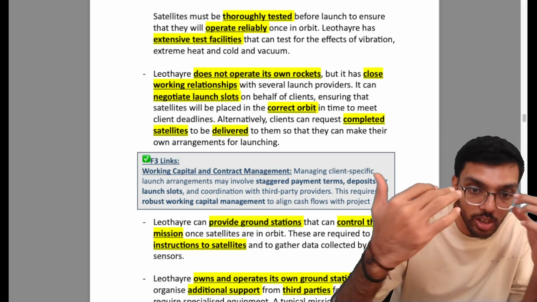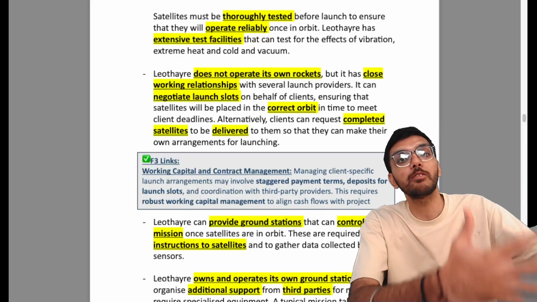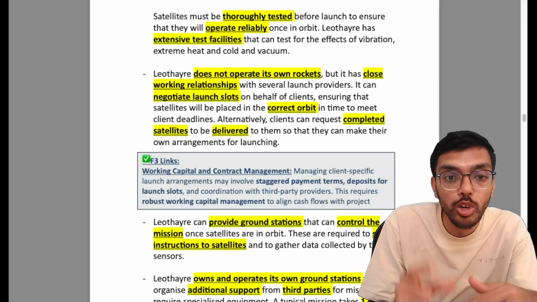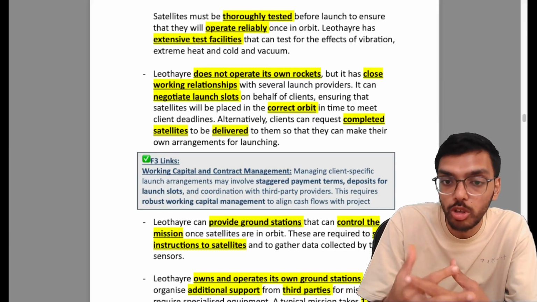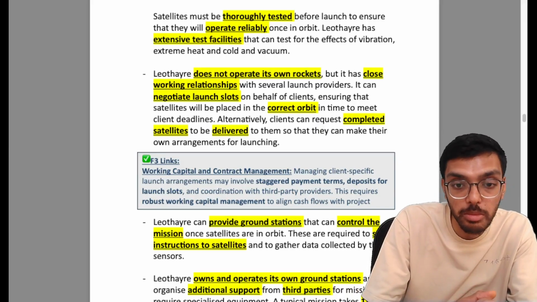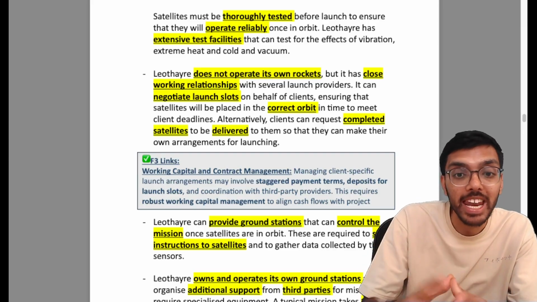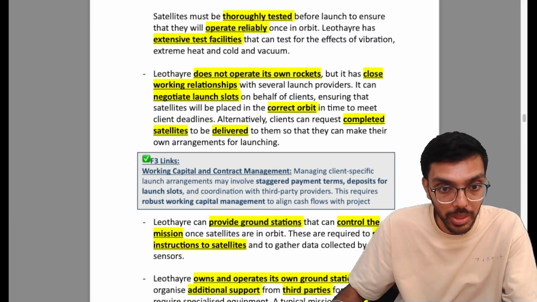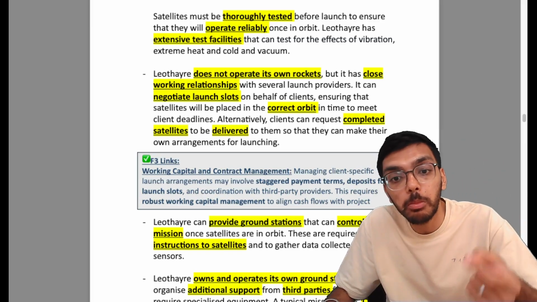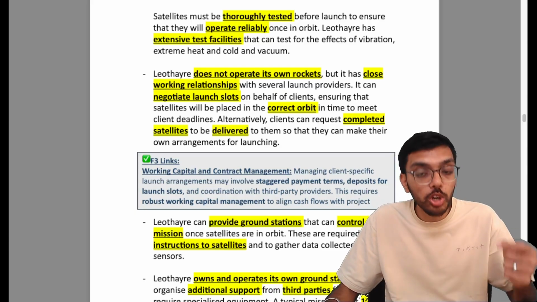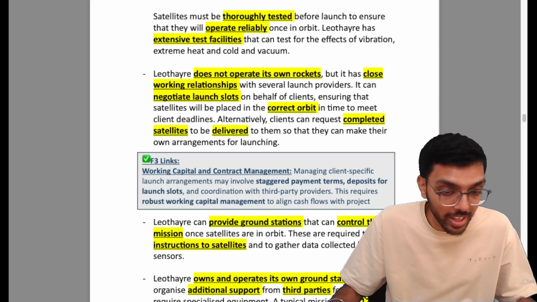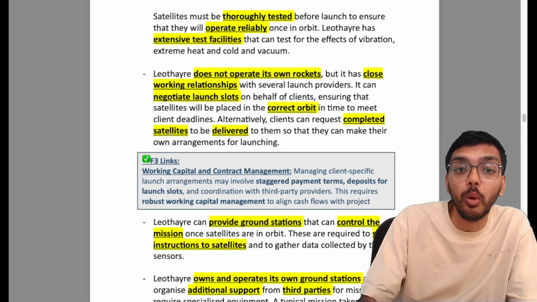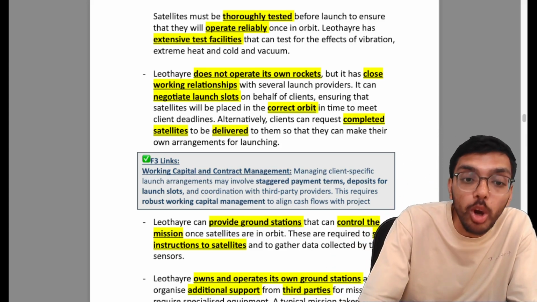If you're spending your own money and going to receive money from your customer at a later date, it's going to put a strain on your business cash, on your business finances. So managing this financial situation becomes important for Leothayre. Short-term finance options could be one that Leothayre needs to explore because of a certain situation that arises. So you need to be aware that, okay, this is how your company operates.